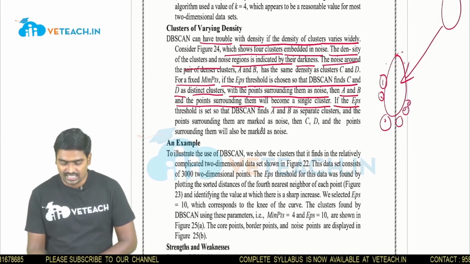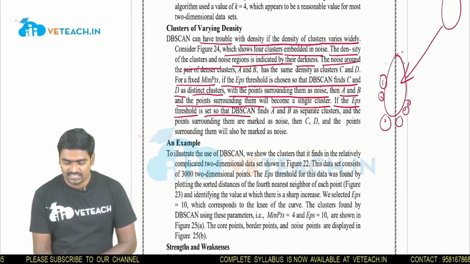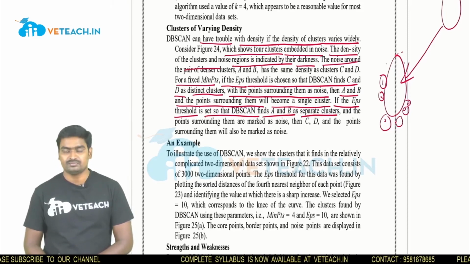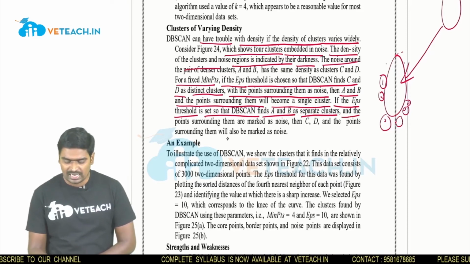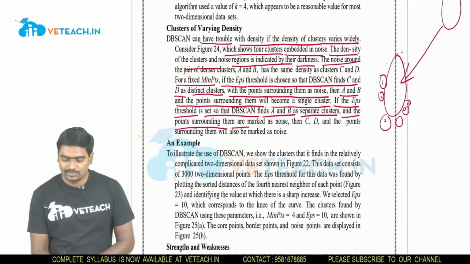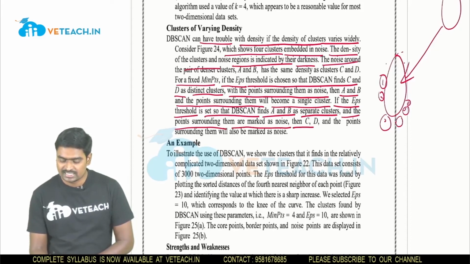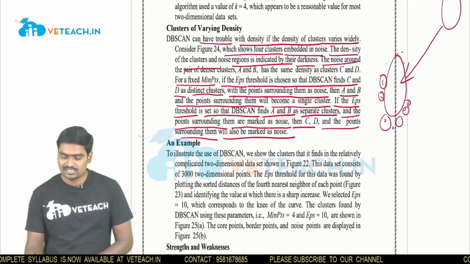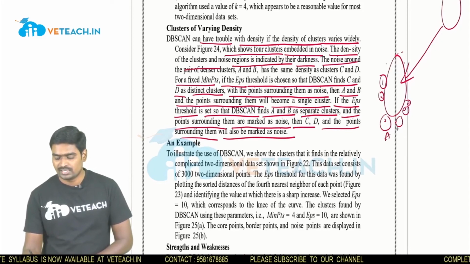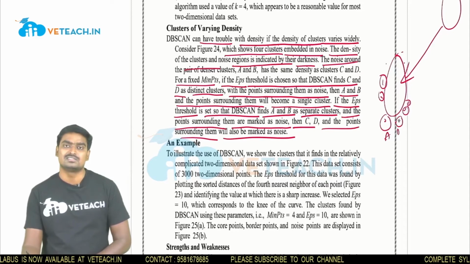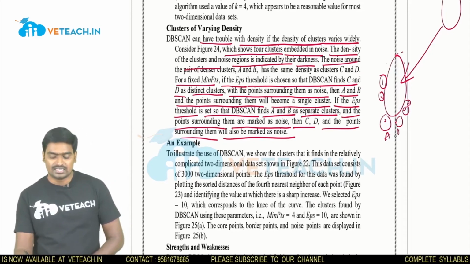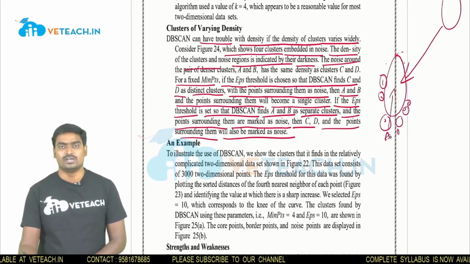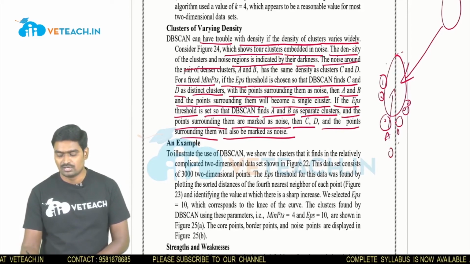If the radius threshold is set lower, DBSCAN finds A and B as separate clusters, and the points surrounding them are marked as noise. Then C and D and the points surrounding them will also be marked as noise. So A and B are considered as a single cluster, and these clusters are not at a very far distance within this radius. The rest is also noise.